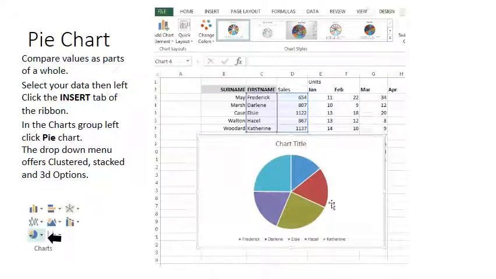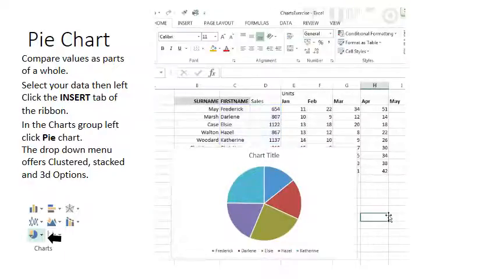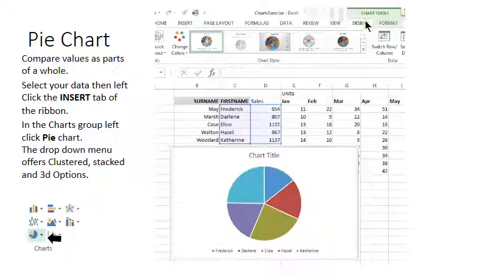And their sales achieved as segments of the pie. Okay, so you'll notice up here in the Chart Tools, let's get that on the screen for you. That Chart Tools ribbon that becomes available is contextual. It's not visible when you don't have the chart selected. When you have the chart selected, they appear.